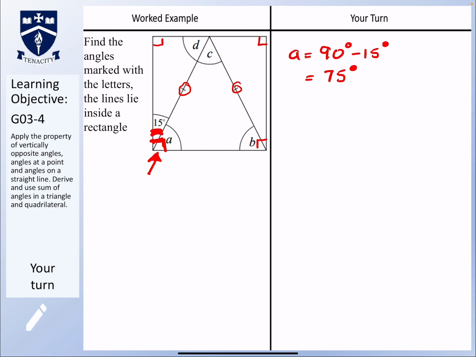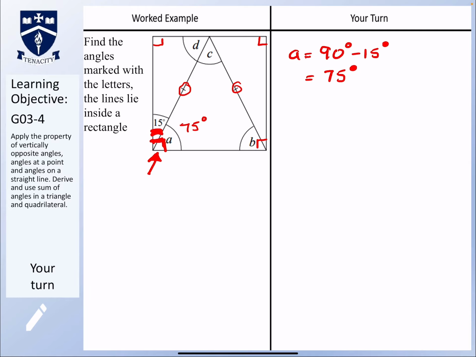and I'm going to get 75 degrees. Now, one thing I would do is annotate my diagram as I'm going. So on here, 75 degrees. Make sure you've got enough space to do it. Draw a large enough diagram so that you can annotate it as you are going.